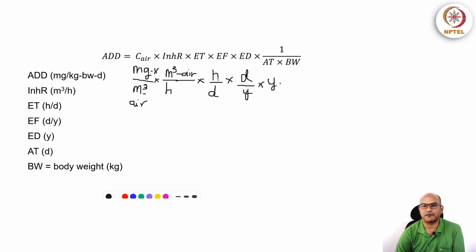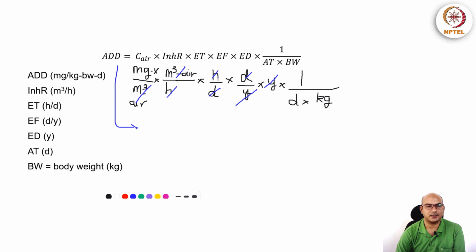Divided by the averaging time and the body weight. So averaging time is in days and the body weight is in kilogram. Averaging time in days means we are trying to find the exposure in a day. So let us see what ADD will come out. Meter cube per year will cancel, H and H will cancel, D and D will cancel, Y and Y will cancel.